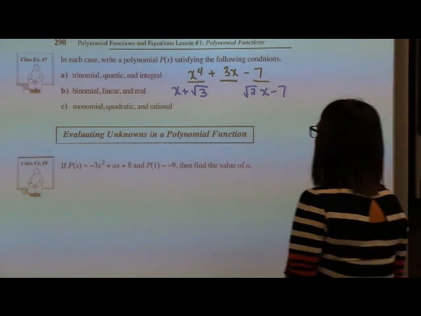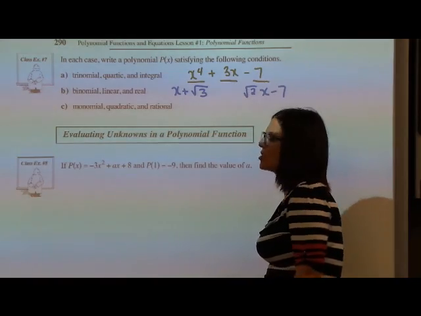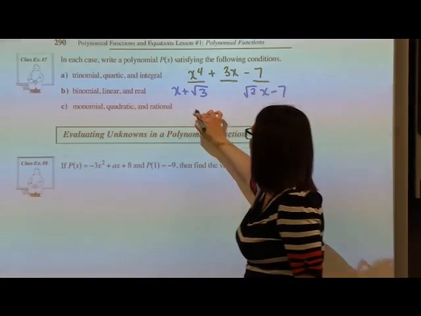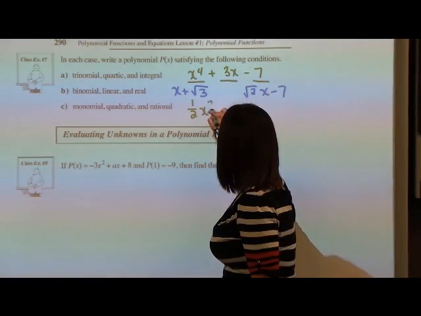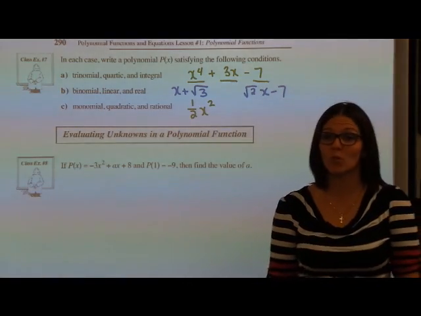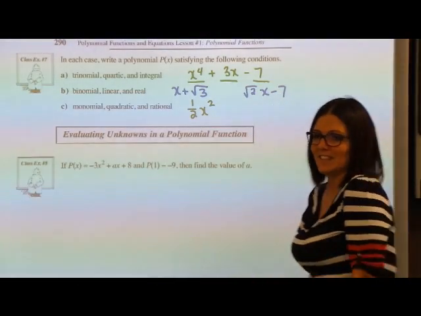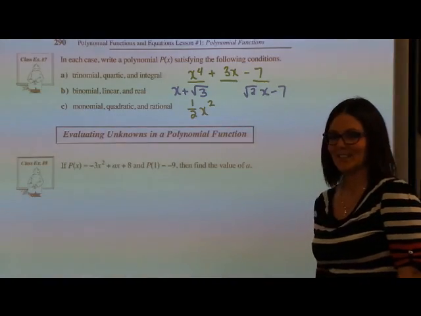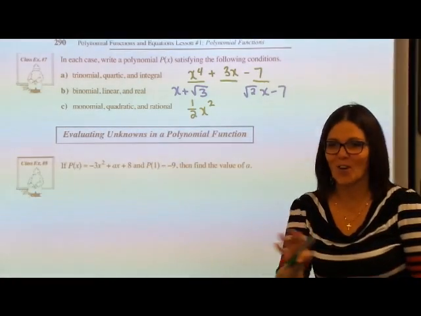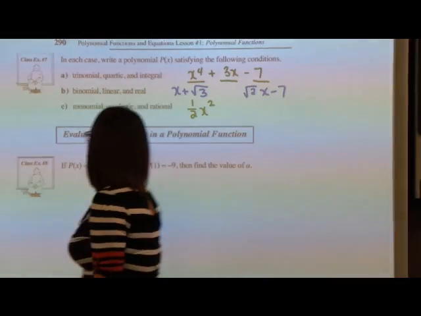Okay? A monomial that is quadratic and rational. 1/2 x squared. I had 1/3. 1/3 x squared would work too. It's the same, right? Don't argue with each other. You both got it right.